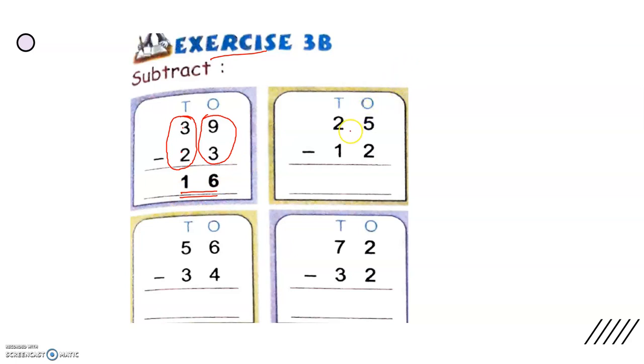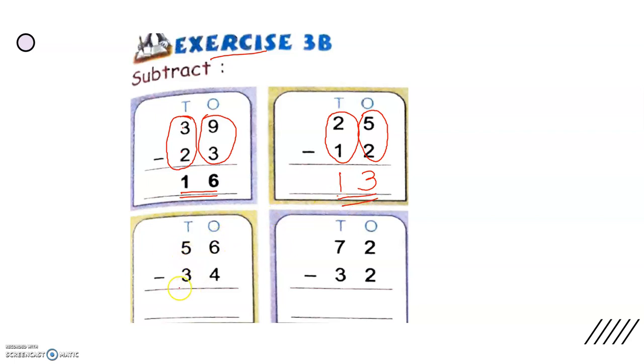Similarly, we can do 25 minus 12. First you have to subtract the ones place numbers. 5 minus 2 is 3. And then you have to subtract the tens place numbers. That is 2 minus 1, and 2 minus 1 is 1. So our answer is 13.